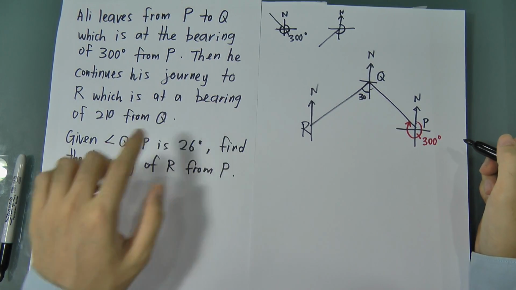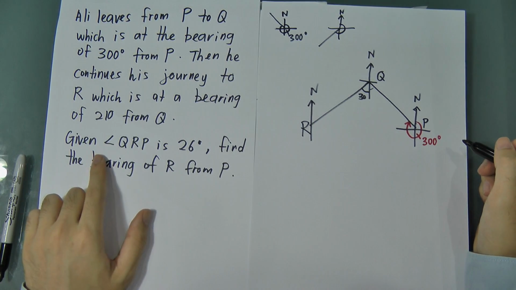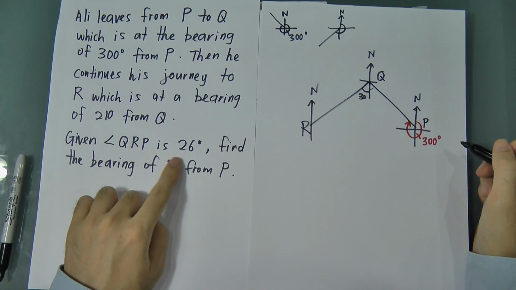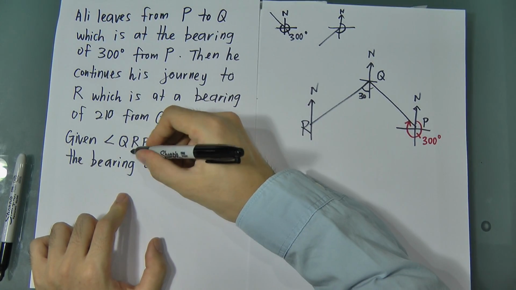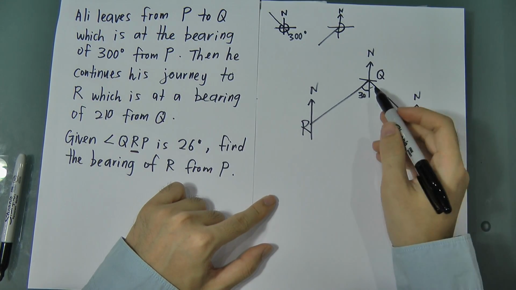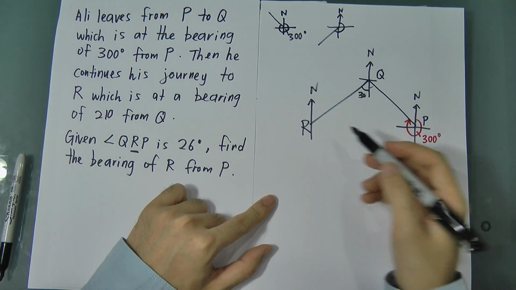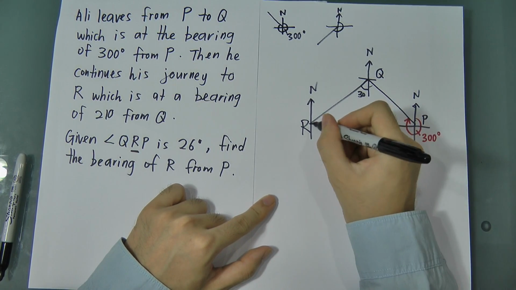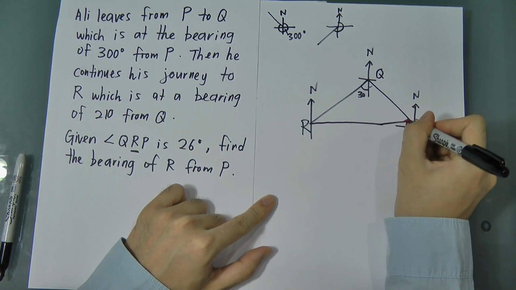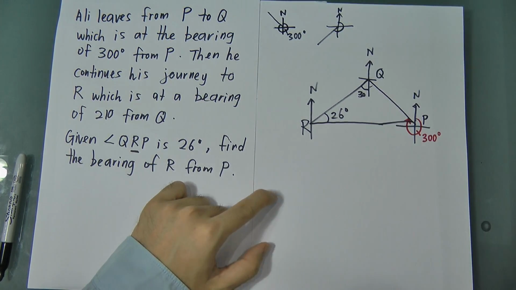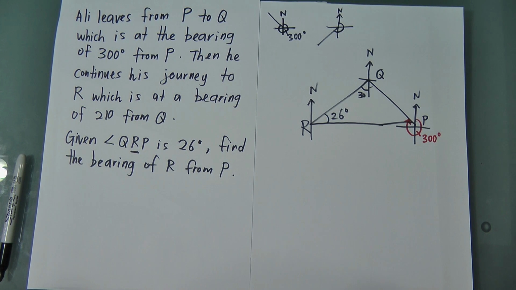Alright, last information. Given that the angle QRP is 26, QRP, angle at R, angle always at the middle, is 26. So I'm going to find QRP, meaning this angle is 26, so I roughly connect this one to the P. Roughly like this. So this is 26. Okay, this is all the information I have. So I'm going to solve this one.